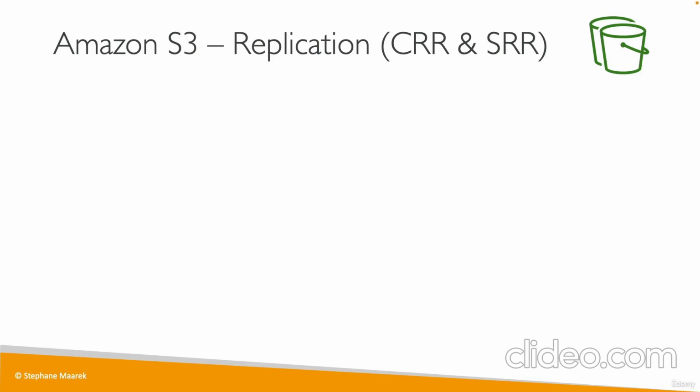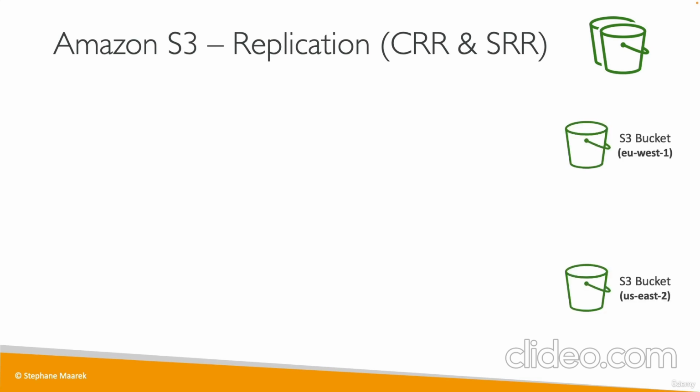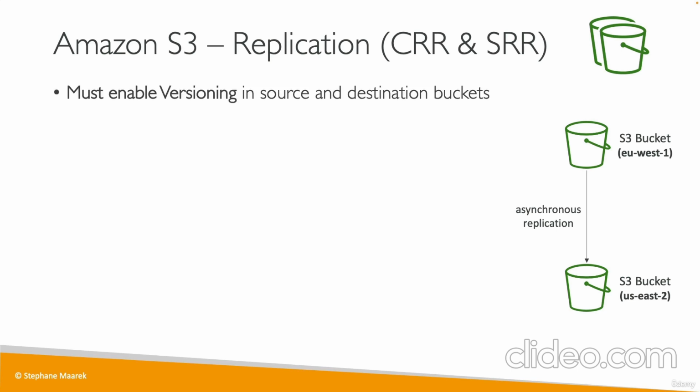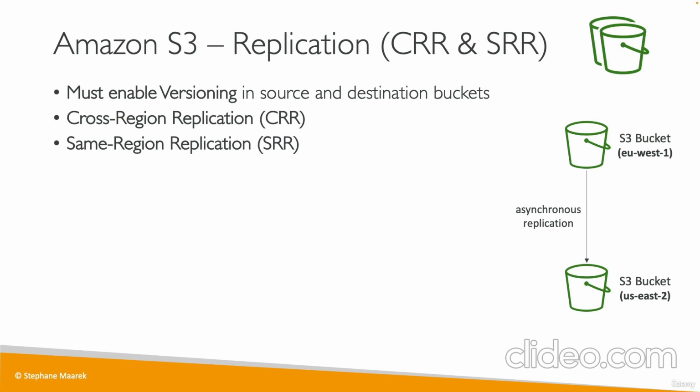Now let's talk about Amazon S3 replication, and there are two flavors of it. CRR is for cross-region replication, and SRR is for same region replication. The idea is that we have an S3 bucket in one region and a target S3 bucket in another region, and we want to set up asynchronous replication between these two buckets. To do so, we first must enable versioning in the source and the destination buckets. If we do CRR, the two regions must be different. If we do SRR, the two regions are the same.